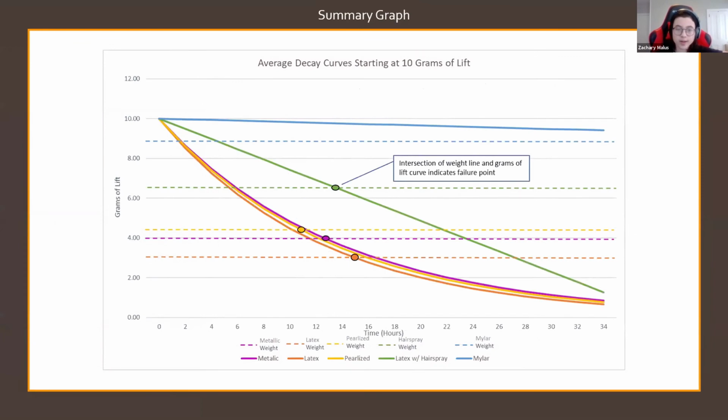This is the summary graph. It is the result of taking the average line equation for each balloon type and graphing them all with a y-intercept of 10. The dotted line of each color represents the weight of each respective balloon. When the dotted line of a color and the grams of lift curve of the same color meet, it indicates the failure point of the balloon. It fails at this point because the upwards force of the helium inside the balloon becomes equal to, and then less than, the downwards force exerted on the balloon by gravity.